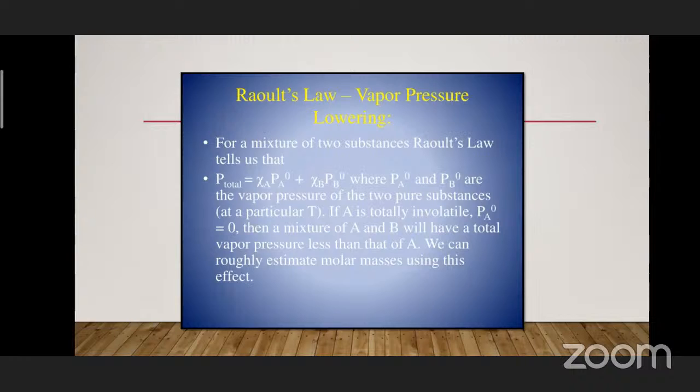at a particular temperature. If A is totally involatile, that means it doesn't go into the vapor phase, so P naught A is 0. Then the mixture of A and B will have a total vapor pressure less than that of B. If one of the components is non-volatile, the vapor pressure of the solution is only because of the solvent. If the solute is volatile, the vapor pressure of the solution is because of both the solute and the solvent. That we need to know, and this is Raoult's law.